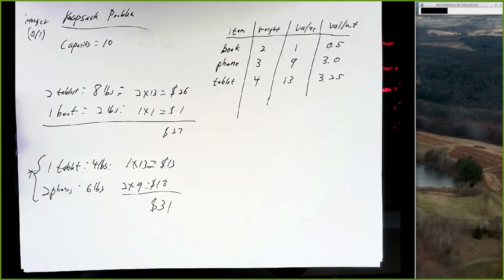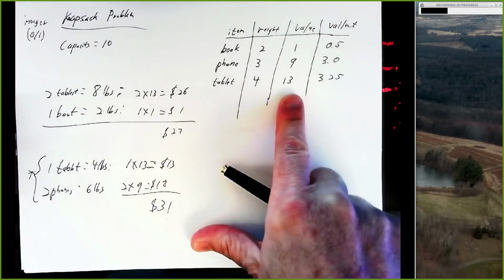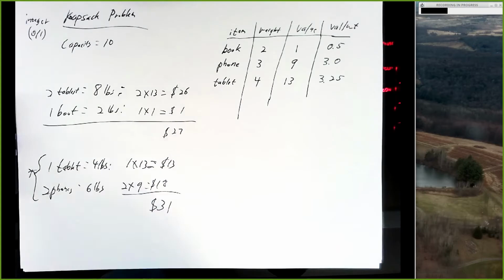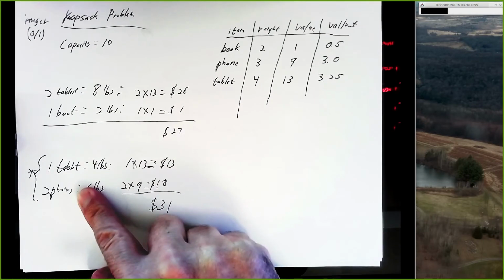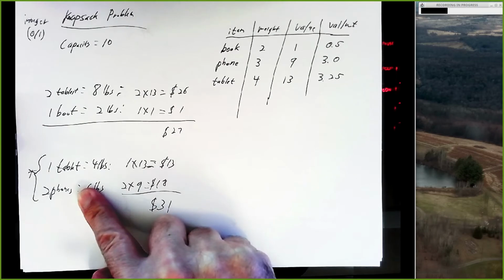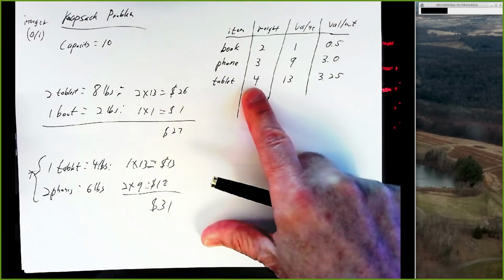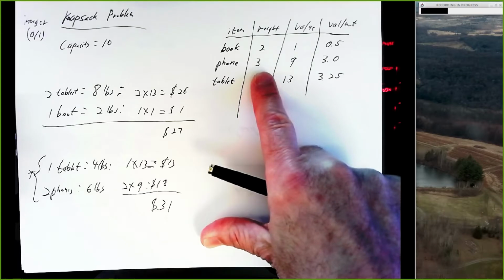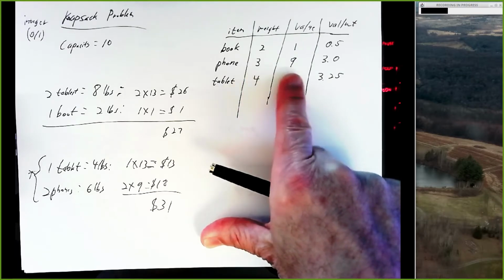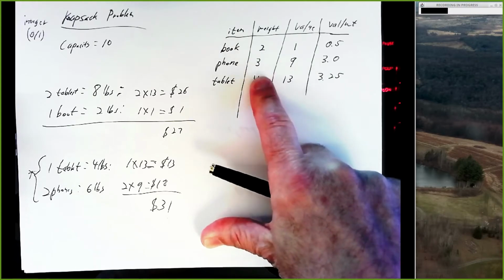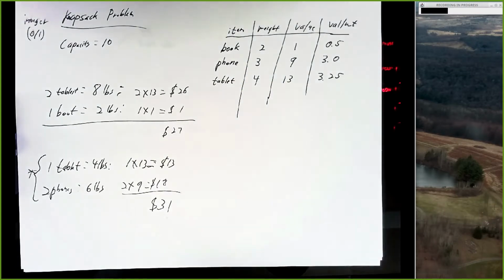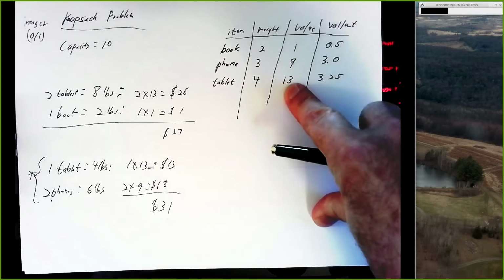And this is a little counterintuitive, right? Because we put 1 tablet in, well, a tablet's worth a whole lot of money, right? So we go ahead and we put a tablet in. But instead of putting a second tablet in, we had 6 pounds left, but we deliberately ignored the most valuable item and instead put in an item that was worth a little bit less. But because it also weighed less, we were able to get 2 of these in here, and 2 of these phones is worth more than 1 tablet.